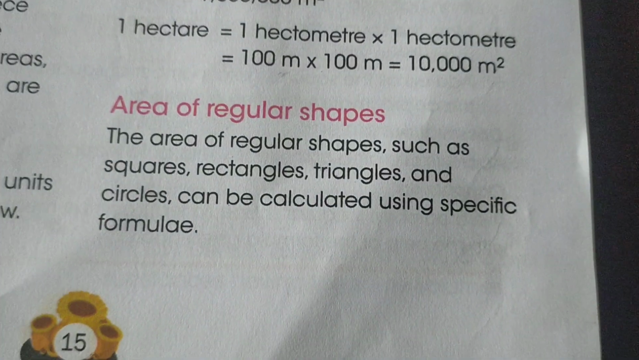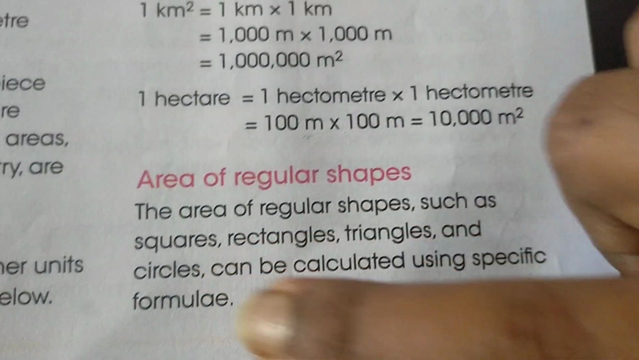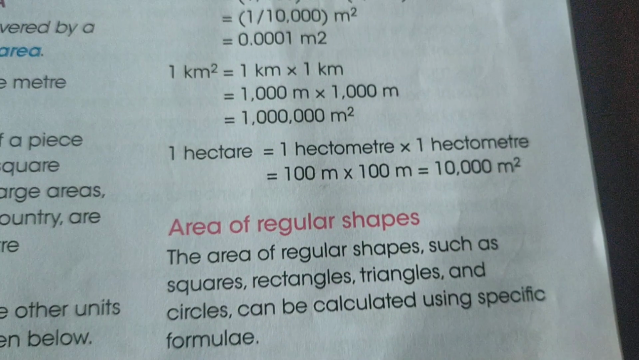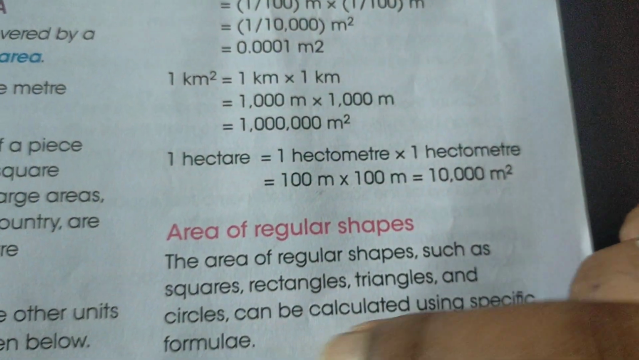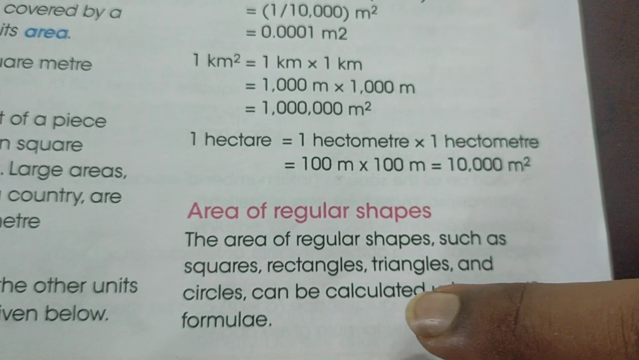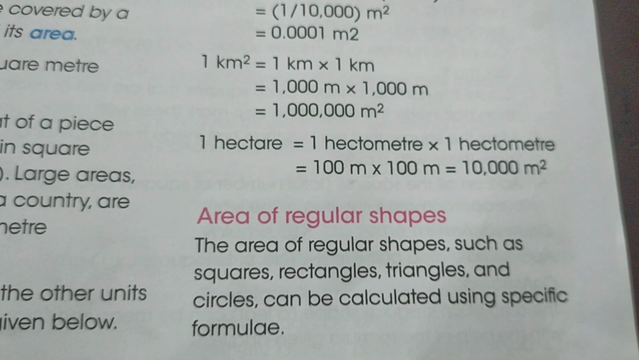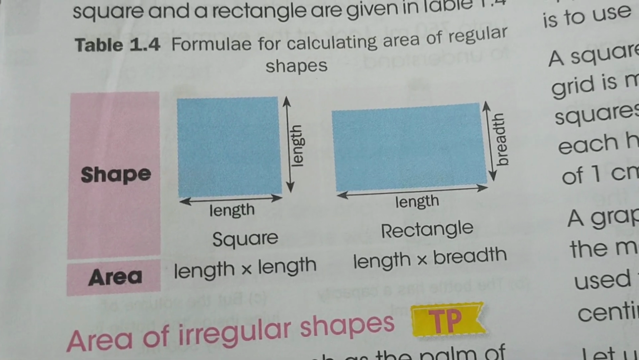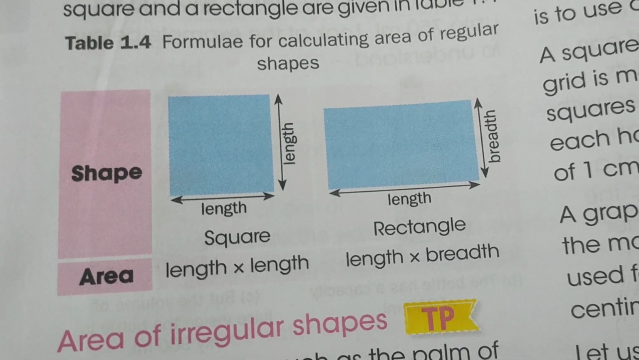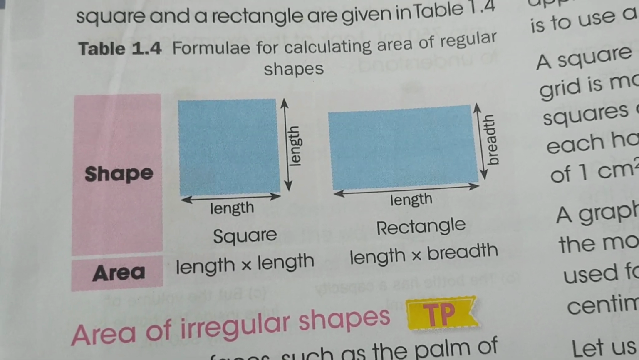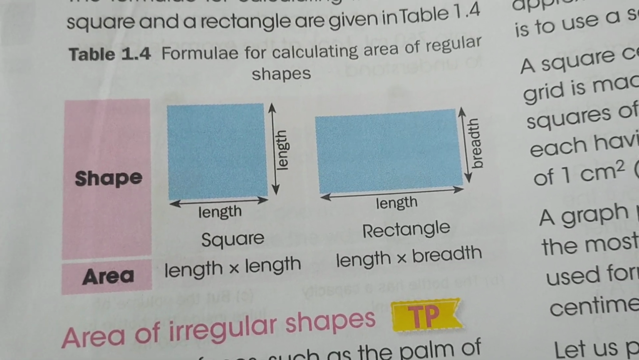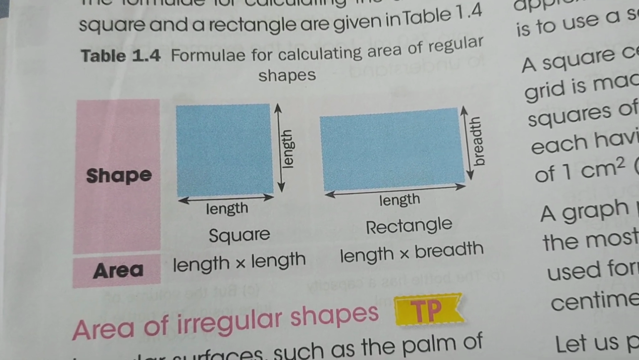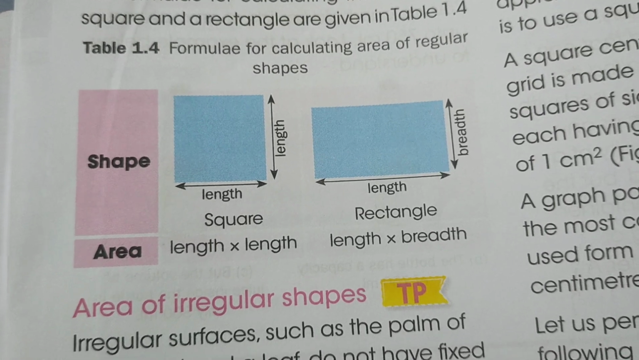The area of regular shapes like squares, rectangles, triangles and circles can be calculated easily. The area of a square is length into length, of a rectangle length into breadth, and of a triangle half base into height. So there are formulas. Area is also a derived unit. The SI unit is meter square, and when I say CGS unit, we have to write centimeter square.